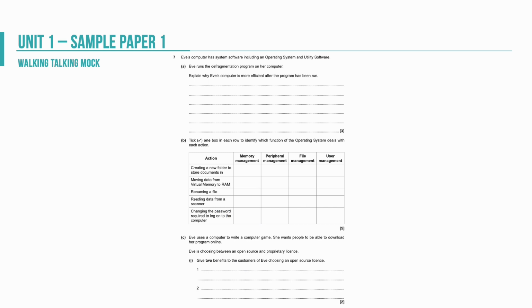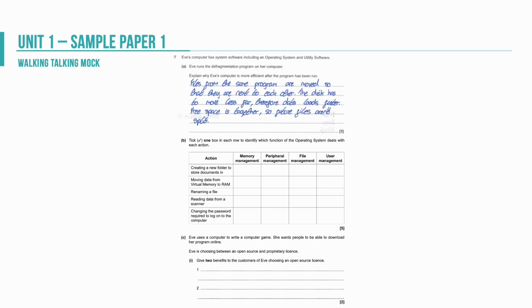Another fairly lengthy question here. Evie's computer has system software, including the operating system and utility software. She runs disk defragmentation. Explain why Evie's computer is more efficient afterwards. The tough bit here is we've got to get 3 marks. We've got to make 3 very separate points about how disk defragmentation will help make her computer more efficient.